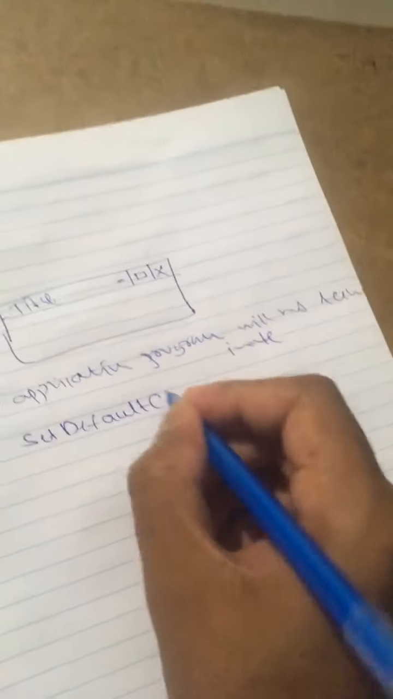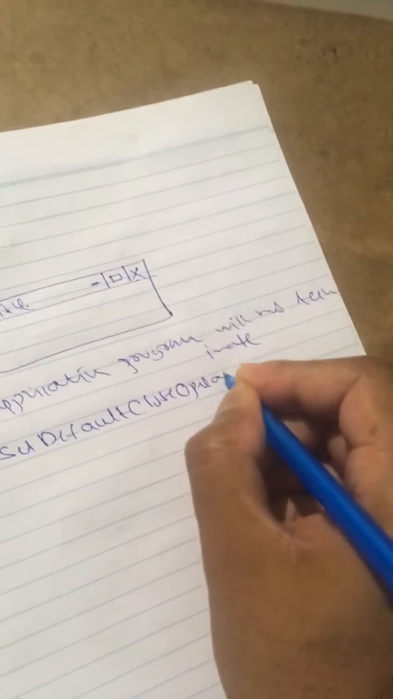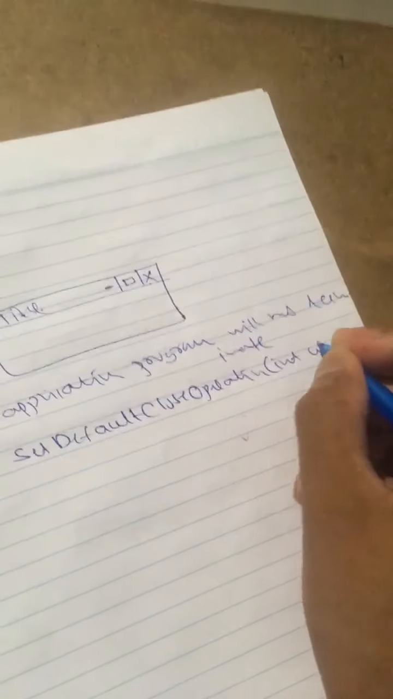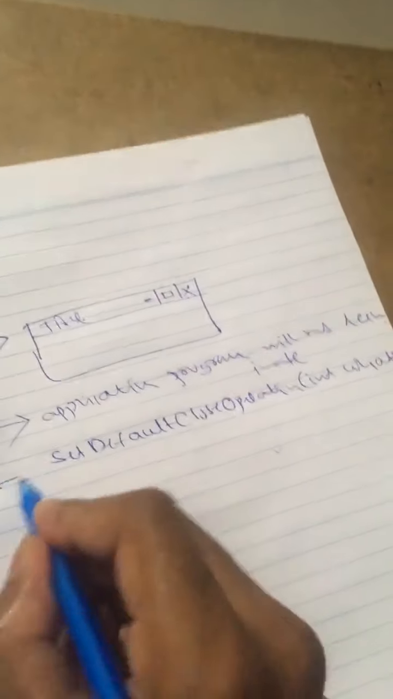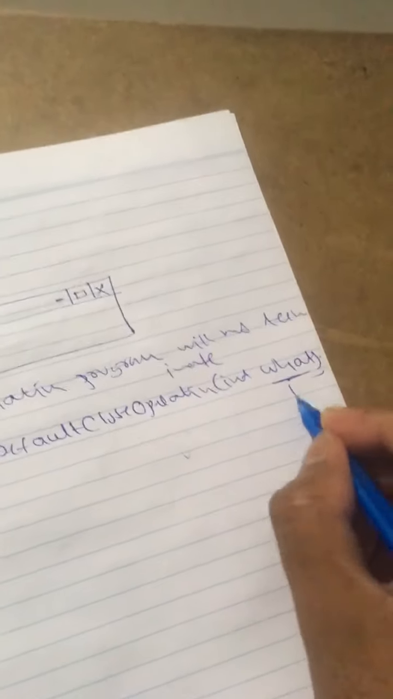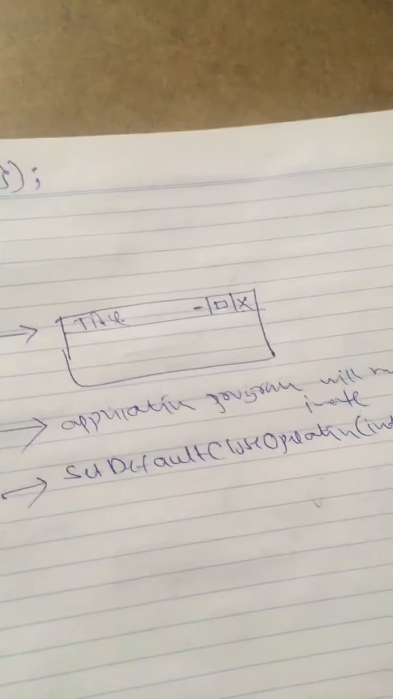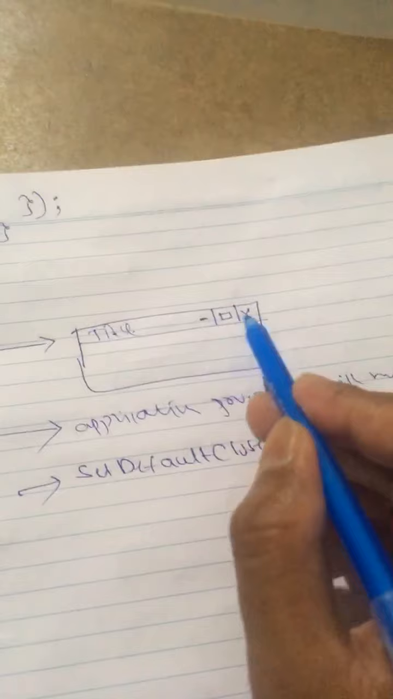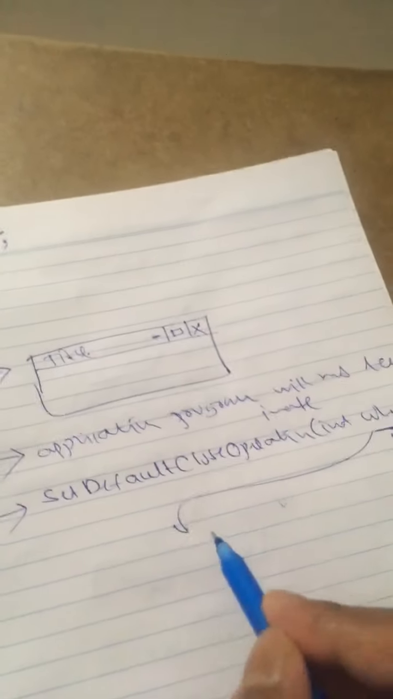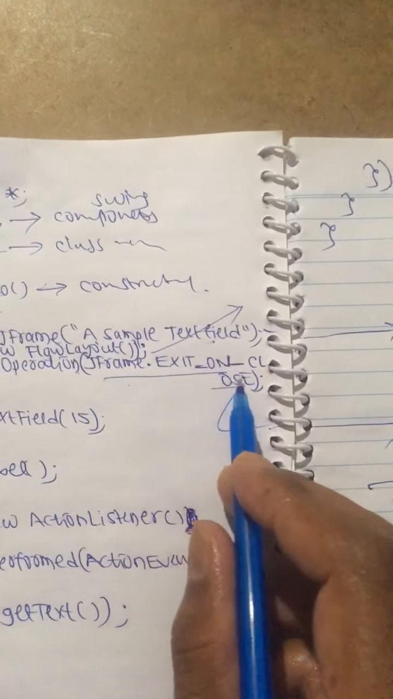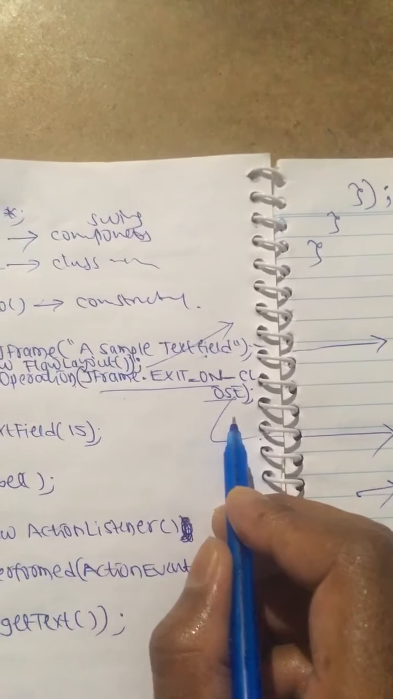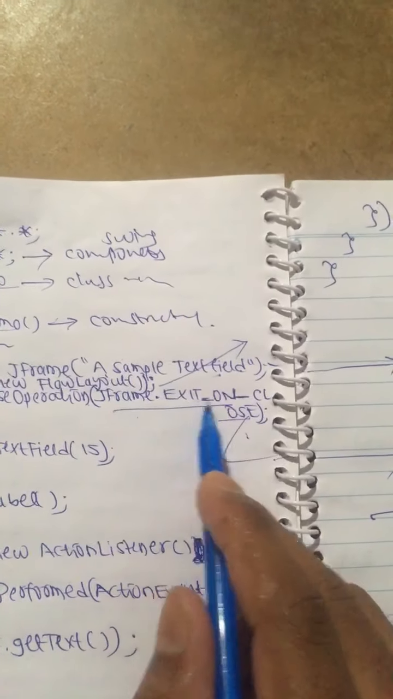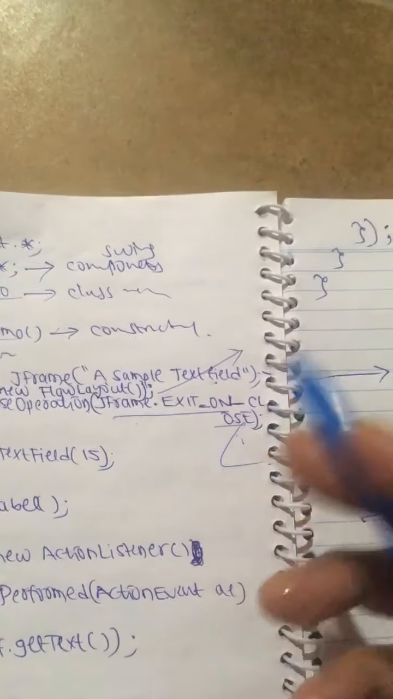setDefaultCloseOperation, and inside the parentheses we specify options, that is, what happens when the window is closed. So what are the different options? The first option is JFrame.EXIT_ON_CLOSE. In addition to JFrame.EXIT_ON_CLOSE, it has different options.